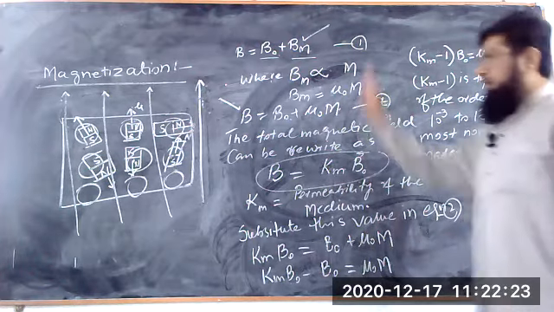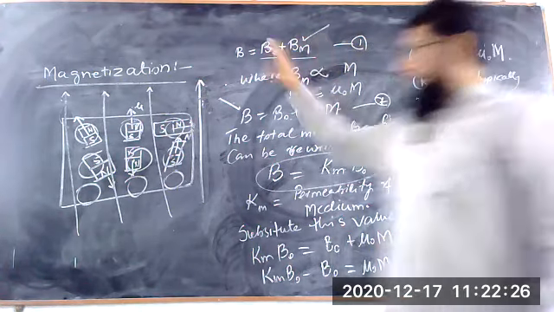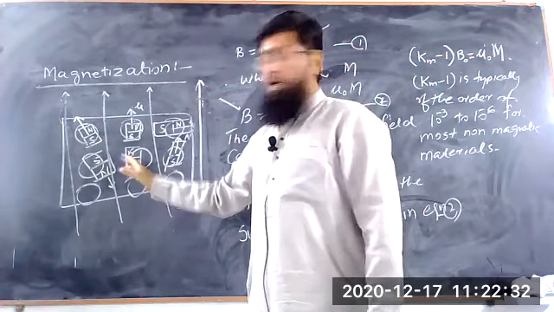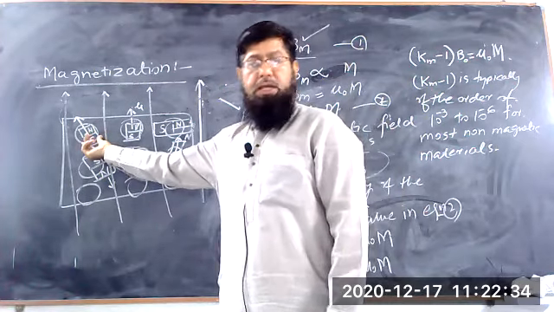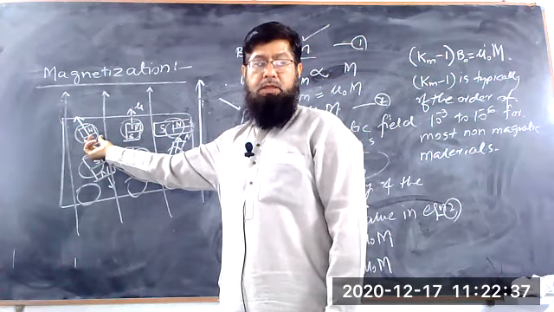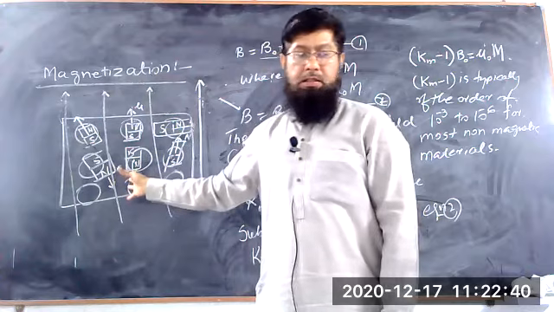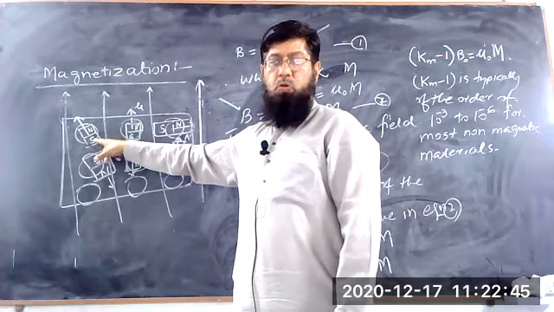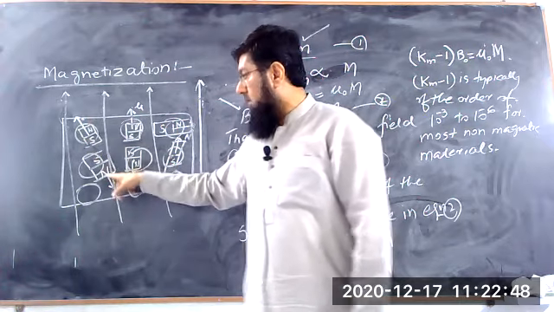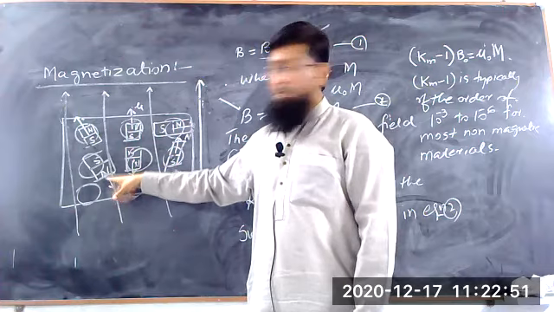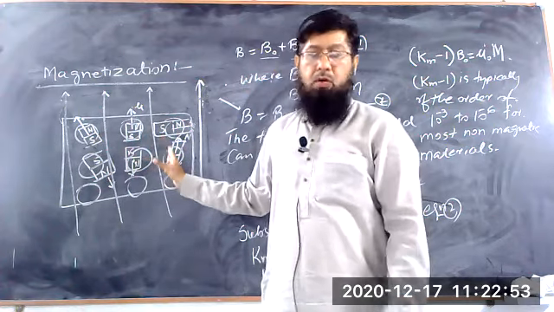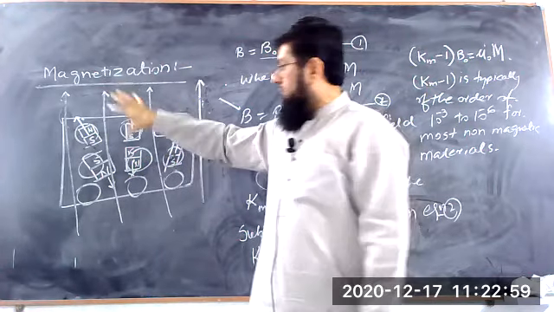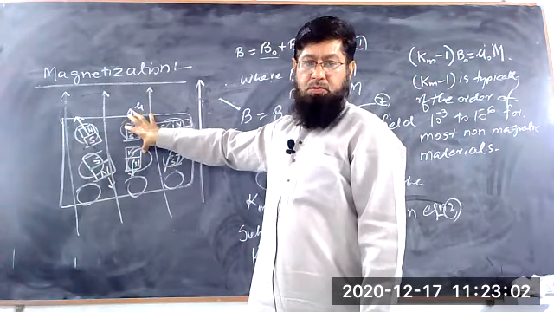If we conclude, what we have seen is that this is the material and these are the atoms of the material. Each atom has a certain dipole moment. As a whole, this material is a non-magnetic material because the dipole moment of one atom can be cancelled out with the dipole moment of another, since all the dipole moments are randomly oriented. They are not aligned. Therefore, as a result, the net magnetic moment is zero.